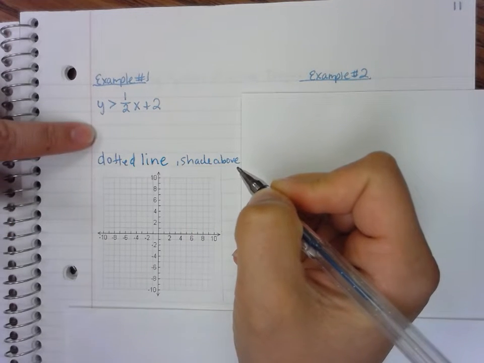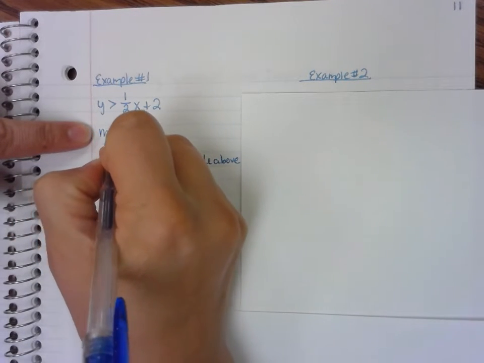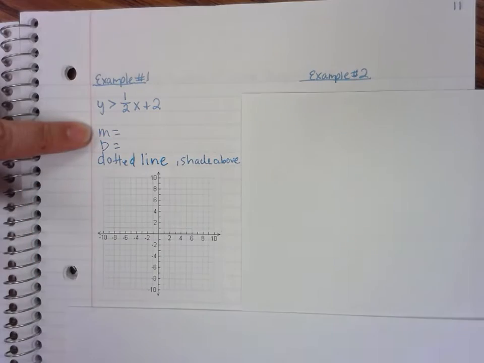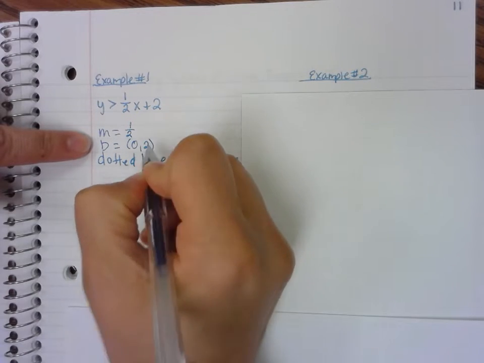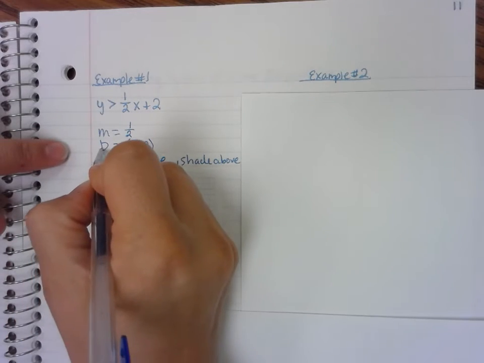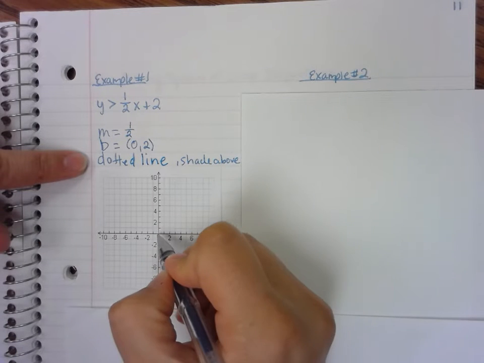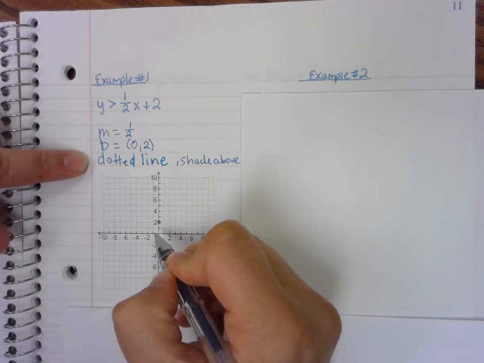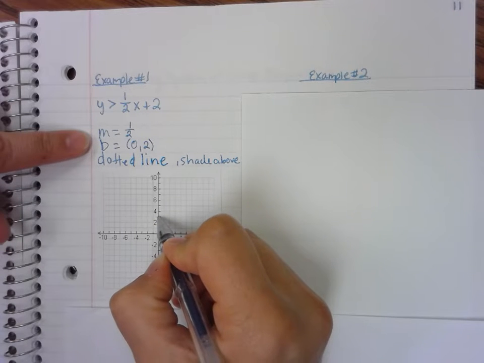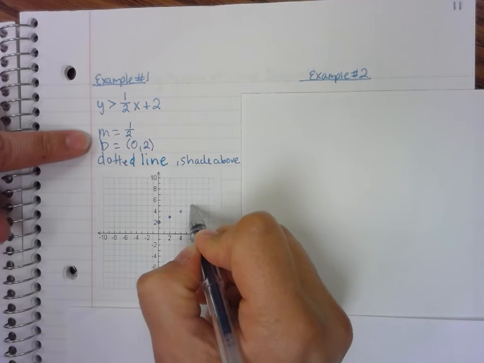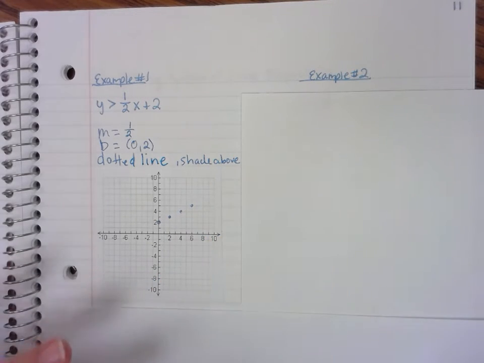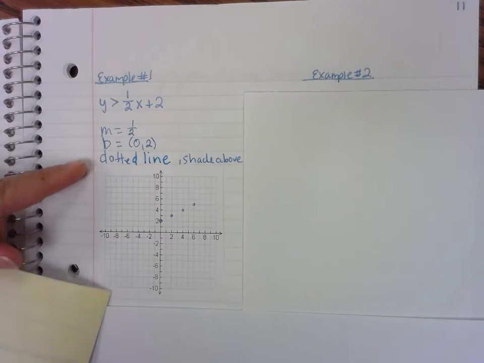I left some space because what I'm going to do is I'm going to write down what is my slope and what is my y-intercept. My slope is positive 1/2, and my y-intercept is 0, 2. So I'm going to start by graphing my y-intercept. 0 on the x, up 2. Use my slope, rise 1, run 2. And I'm going to do that a few times so that I have a few points that I'm going to connect with a dotted line.